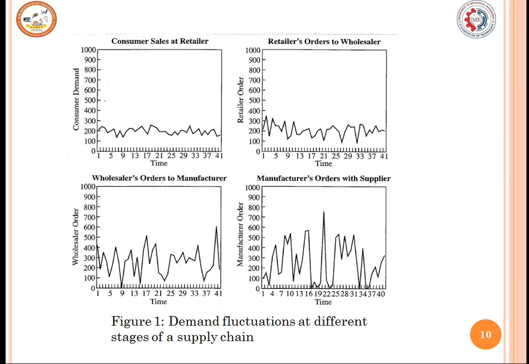So here you can see in the bullwhip effect, demand fluctuations at different stages of the supply chain, with respect to consumer sales, retail orders, wholesale orders, and manufacturer orders with the supplier. Here it is not constant for each stage with respect to the progress of time. So you have to make a decision based on the fluctuation, whatever happens. According to that, you are supposed to work.